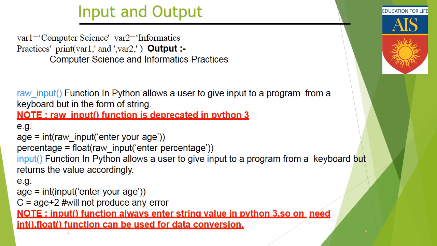Next is input. The input function in Python allows the user to give input to a program from a keyboard, but it returns the value accordingly. Example: age = int(input("Enter your age")), c = age + 2. It will not produce any kind of error. Why will it not produce any error? Because the age variable will accept an integer value and then we add 2 to age. So the value will be added and the result displayed.